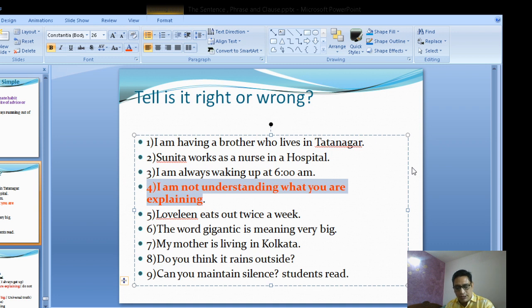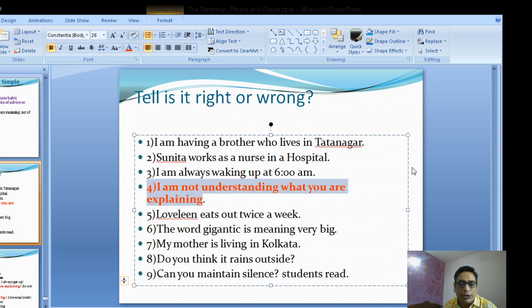Number 4 is wrong, as told by Chinmay. And some people are writing it's right. Now you're making a basic mistake again. Understand is a static verb. The word understand does not describe some work actually happening, right? So it's a static verb.